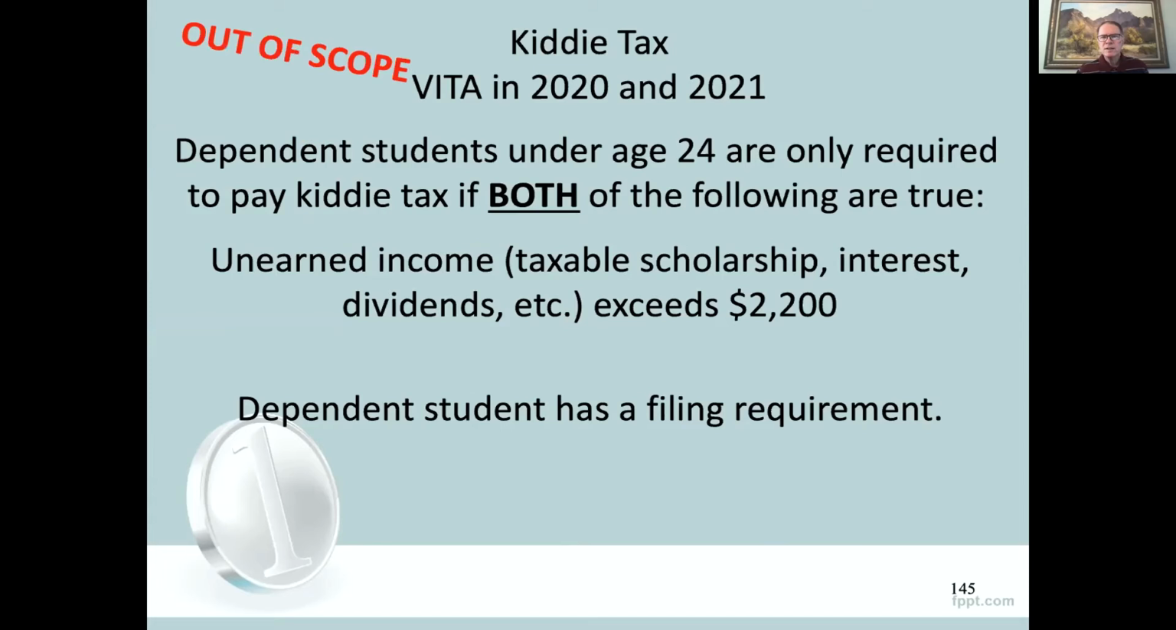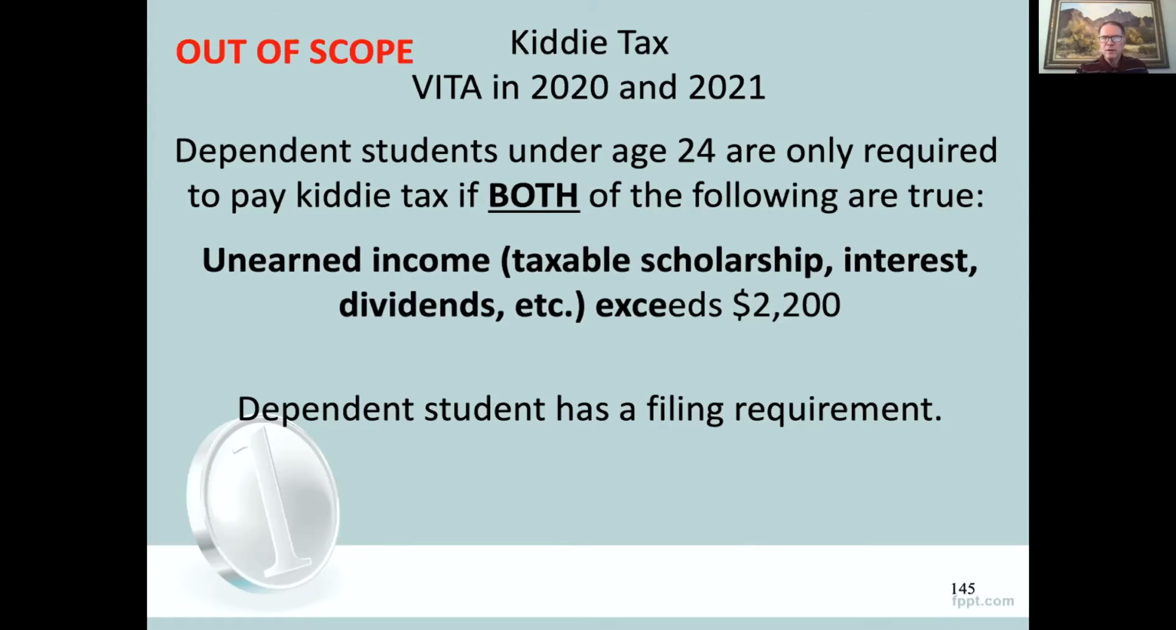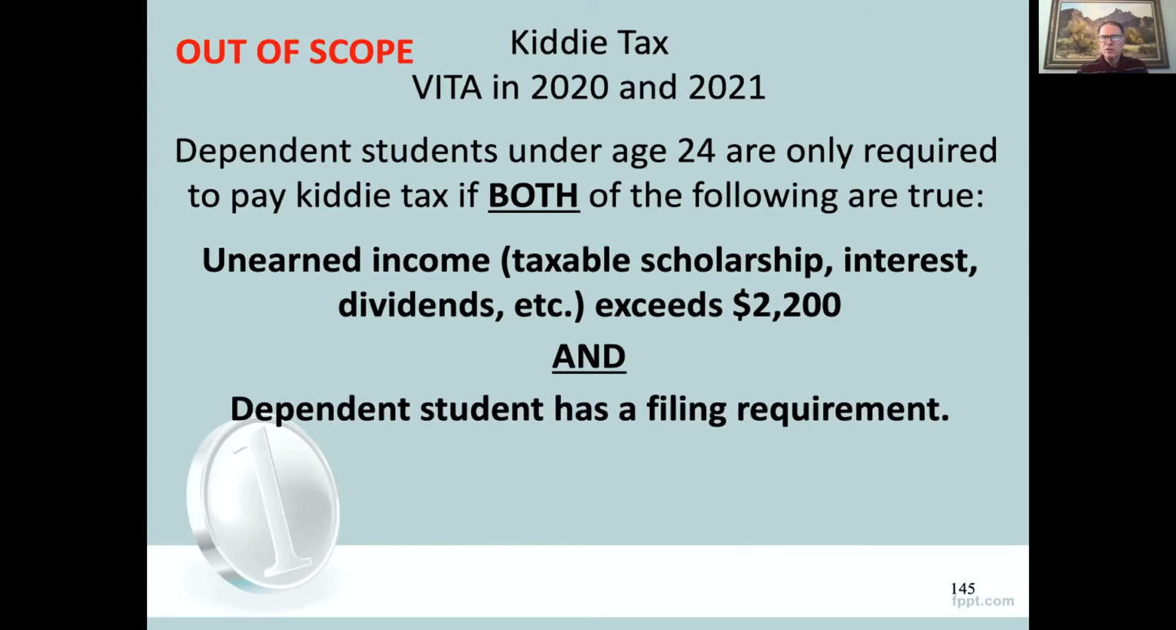The Kiddie Tax is out of scope for us, but it only occurs in one situation. Both of these conditions have to be met. If the unearned income exceeds $2,200 and the dependent student has a filing requirement.